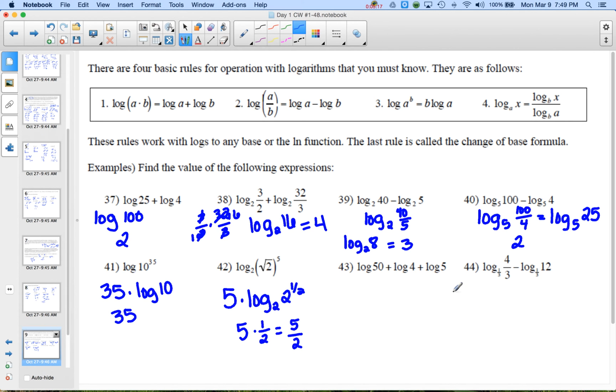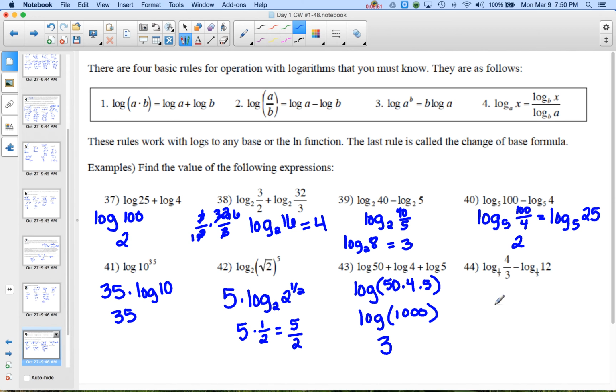Okay? Now, on this next one, because this is addition, this works for more than two factors. So here we can have log of 50 times 4 times 5. So we get log of 1,000. 10 raised to what power is 1,000? 3. And that would be your answer.